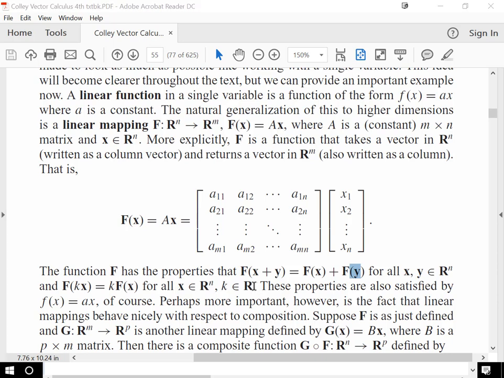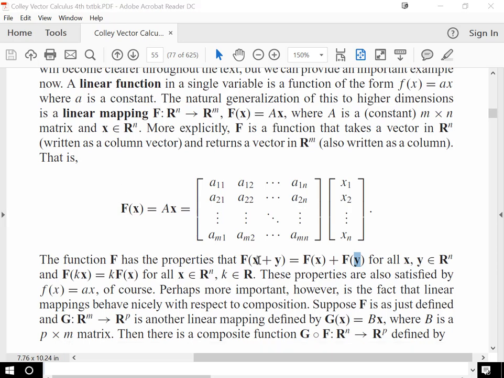So what is this equal to? This is equal to, first you take x plus y, you add them together, and then you multiply that by a. And here, you take x, multiply it by a, take y, multiply it by a, and then add those two results together. And the question is, do you get the same thing? Okay, so she's not going into that in too much detail here, so I guess it's left up to you to verify that this is true.